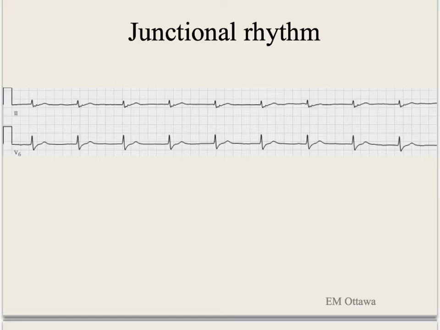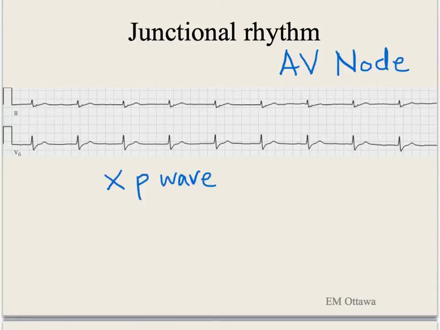This next rhythm is a junctional rhythm. We kind of touched on that a little bit before. We know that junctional rhythm originates in the AV node. Because of that, there will be no P wave, and hence you cannot look at a PR interval. Since there is no P wave, there is also no relationship between the P wave and the QRS complex.